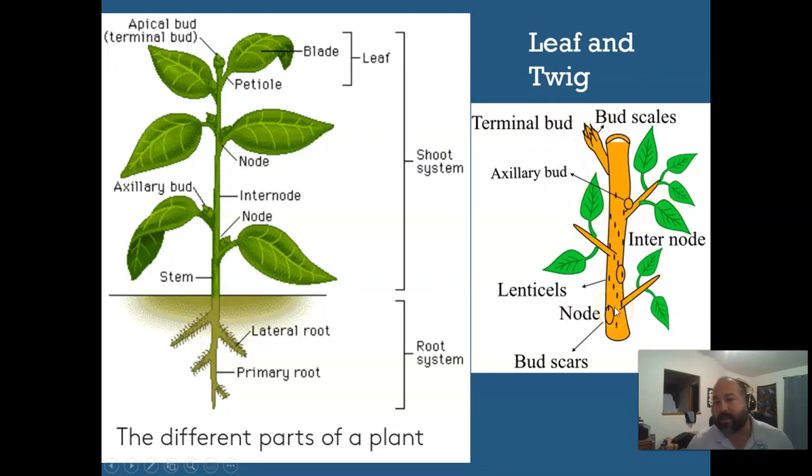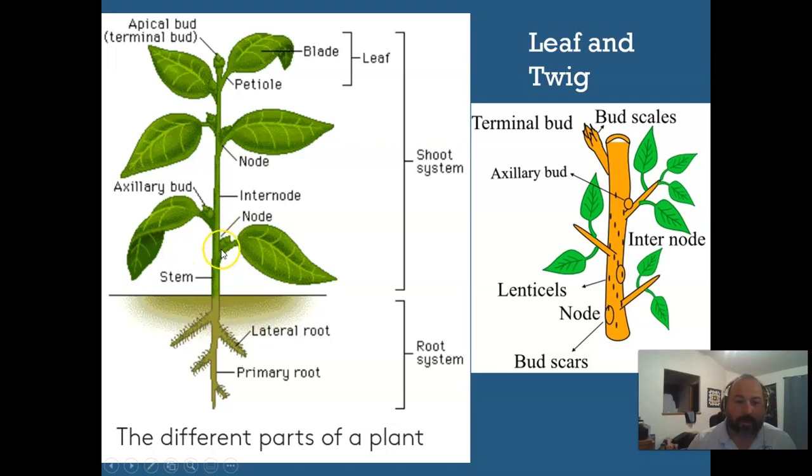And so then you get these other terms, a node and an internode. A node is a place where you'll see one of these axillary buds. And then the space in between the axillary buds is the internode. If you have a place where a bud used to be but is not there anymore, you'd have a bud scar left.